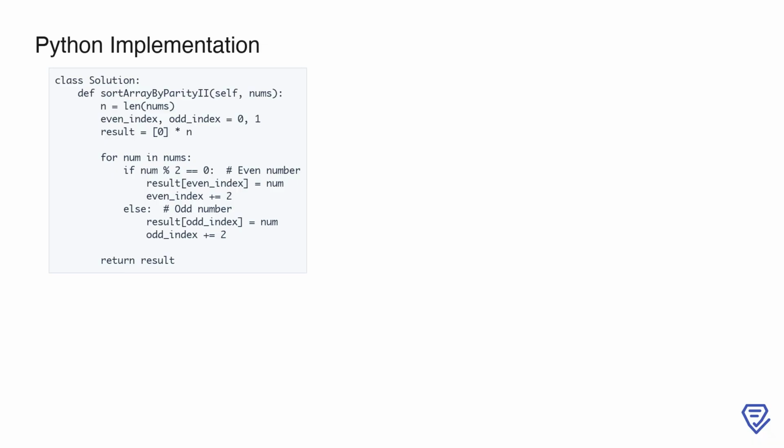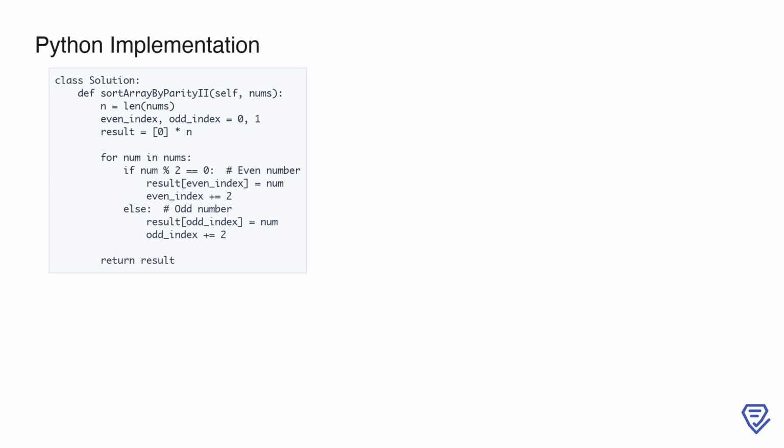Similarly, if the number is odd, it is placed at the current odd_index, and odd_index is incremented by 2 to point to the next available odd position. This ensures that all even numbers are placed at even indices and all odd numbers at odd indices. The method completes by returning the result array, which is the desired output.